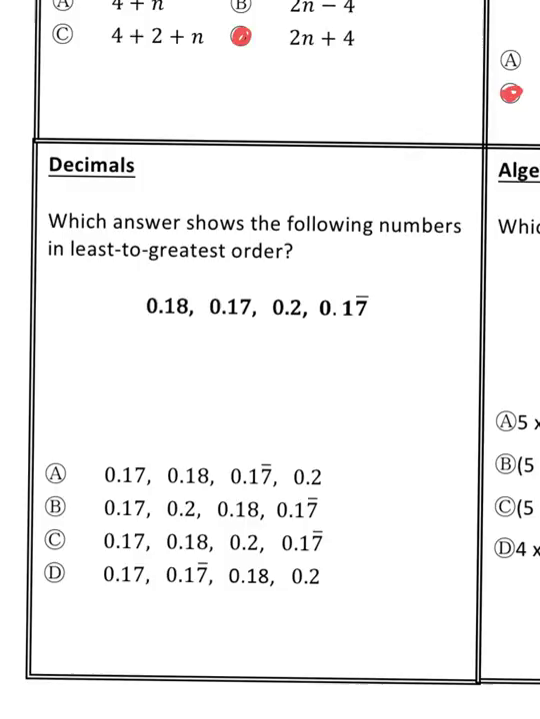Which answer shows the following numbers in the least to greatest order? Okay, the first thing I'm going to do is add a 0 to this one.